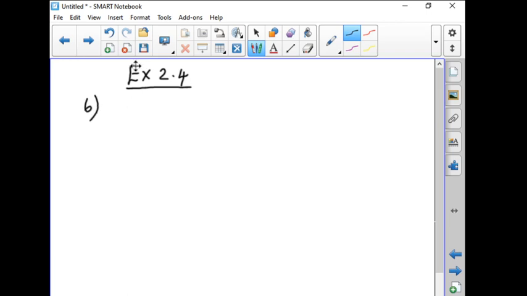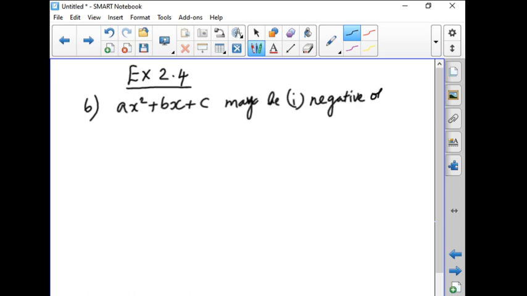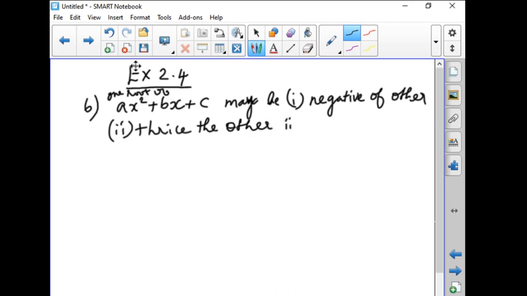Find the condition that one of the roots of ax square plus bx plus c may be, first, the negative of the other. That is, one root of this equation is the negative of the other. Second subdivision is thrice the other, and third subdivision is reciprocal of the other.